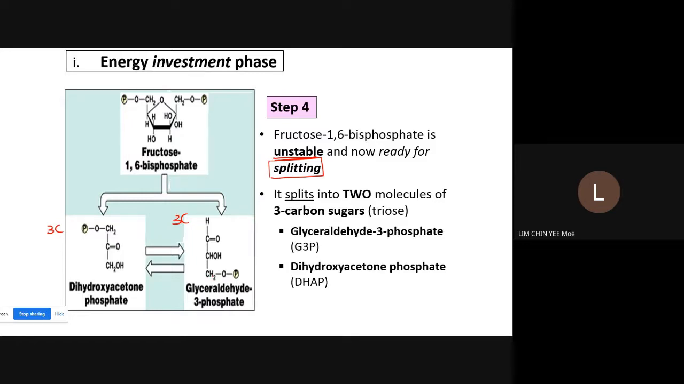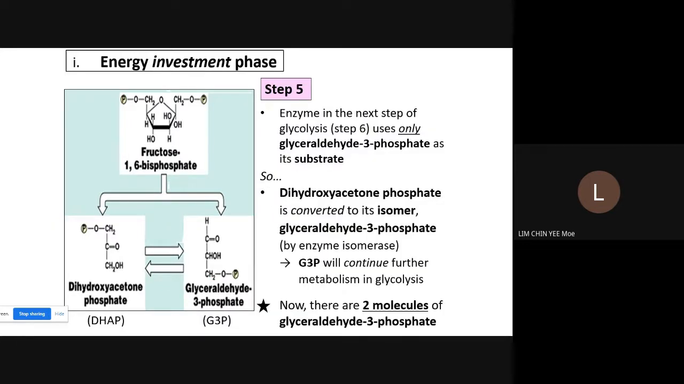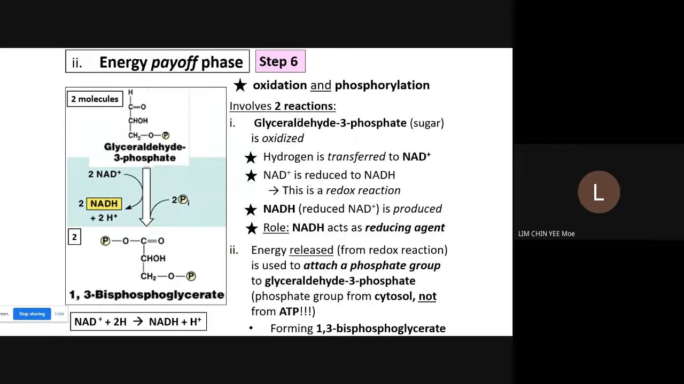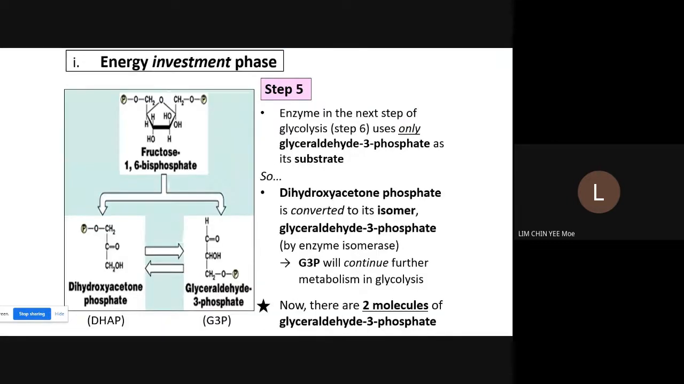And now, like I mentioned just now, step 5. Fructose 1,6 bisphosphate, dia dah jadi dua ini. Tapi sebab in the following step, in step 6, I can only use G3P. I tak boleh guna yang molecule lain. So, I mesti buatkan dihydroxyacetone phosphate ini jadi G3P. Barulah I boleh guna energy dalam dia. Tak boleh cakap, oh, molecule ini tak boleh guna, I buang. Tak boleh.